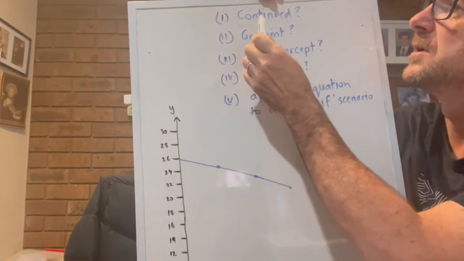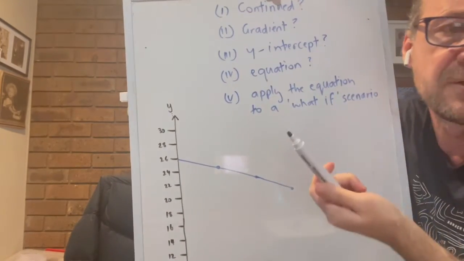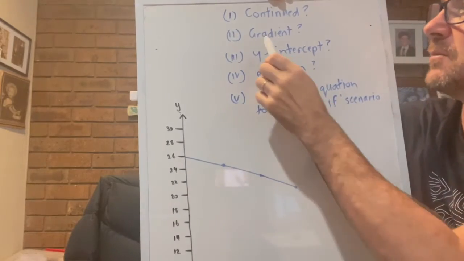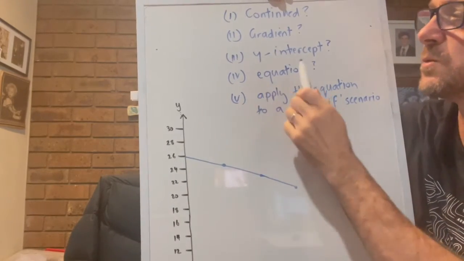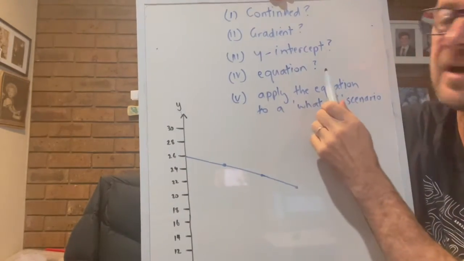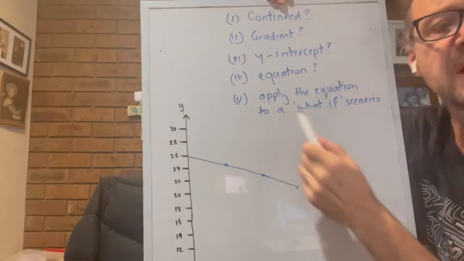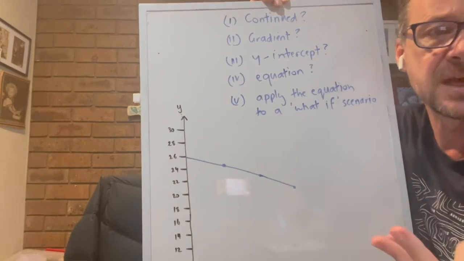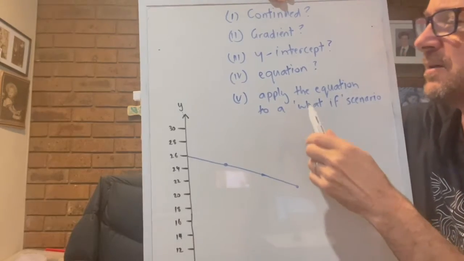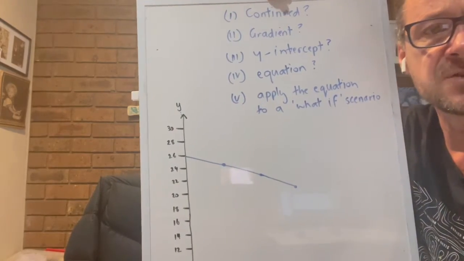You'll be asked to find what if the graph continued. What is the gradient? What is the y-intercept? Can you create an equation? And then often there'll be a what if scenario. So what if something happens, what will be the outcome? And we're going to work through each one of those things now.